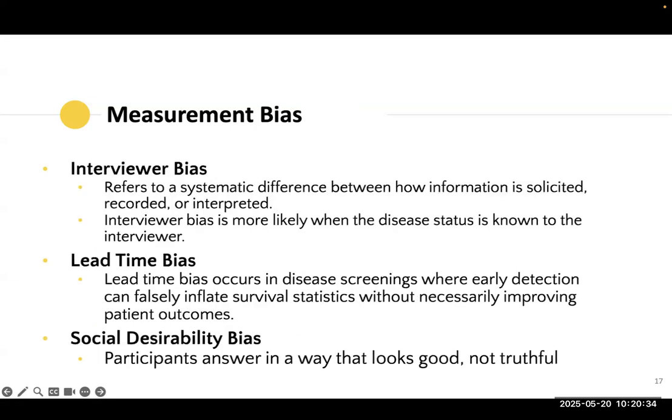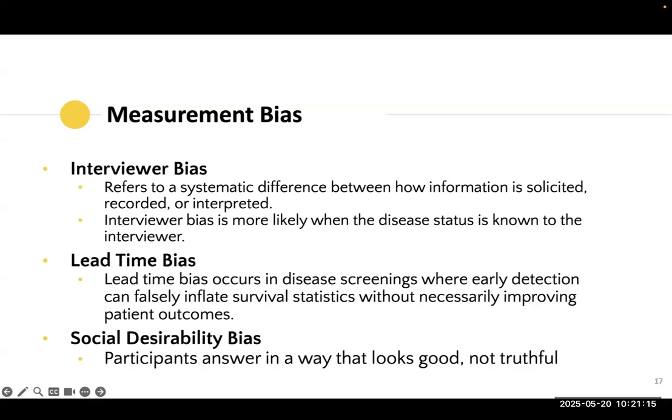Then we kind of referenced interviewer bias before, but that refers to a systematic difference between how information is solicited, recorded, or interpreted. If the interviewer knows that the person has the outcome or experienced the exposure, they may ask more probing questions. They may just ask them differently. How does that work? I mean, how do you know? Give me more detail. You're not supposed to do that, because you're supposed to do the exact same thing each time.